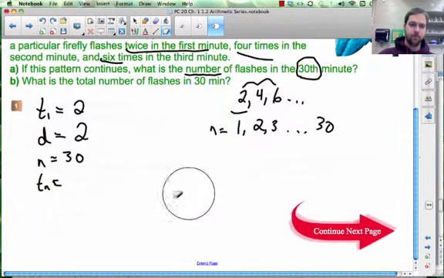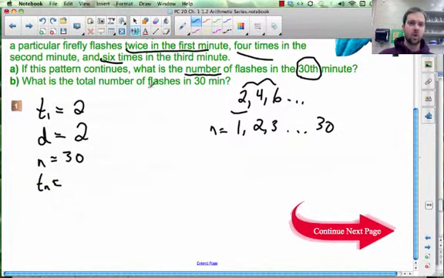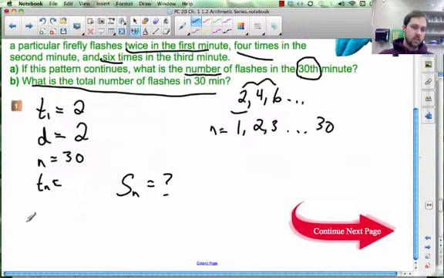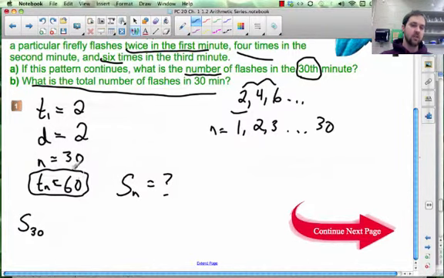Now, the next question is asking us, what is the total number of flashes in 30 minutes? So this is the sum of the flashes for the first 30 minutes combined. This is where we will use an arithmetic series. So we're going to add all of those first 30 terms together. So S sub n, and we know that we're looking for the sum in the first 30 minutes. So this is S sub 30. Now here's the nice thing. We already know T30, and that is equal to 60.